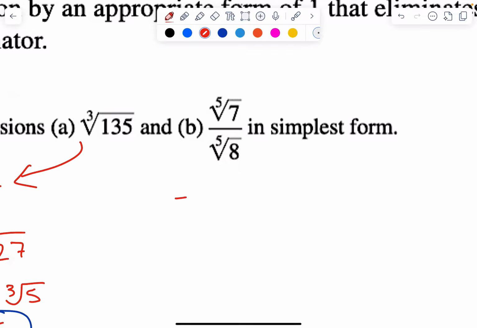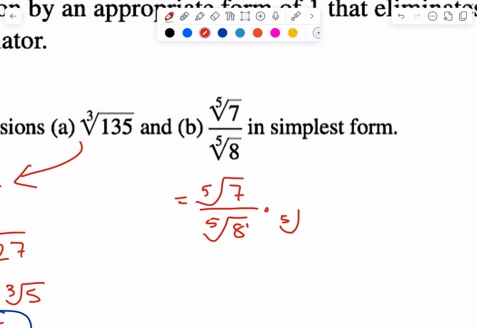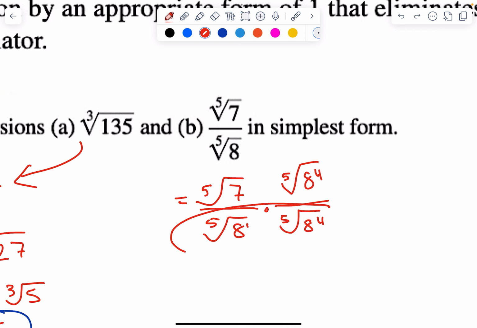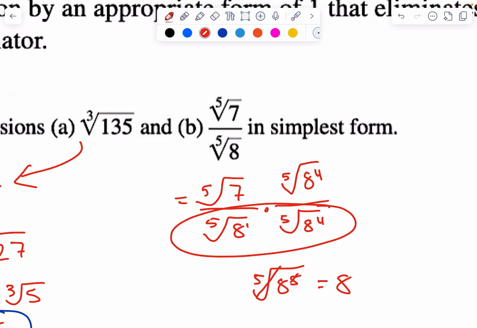So there's 2 ways you could do it. Now, I have the 5th root of 8 in the denominator. So if I wanted to get a number raised to the power of 5, I could just multiply top and bottom by the 5th root of 8 to the 4th. Okay? Now, 2 things that I want to say here. Why am I choosing to multiply by the 5th root of 8 to the 4th? Because if I combine these two under one radical, I get the 5th root of 8 to the 5th, which would just be 8. So I remove the radical from the denominator, okay?